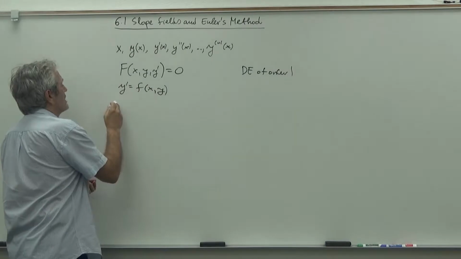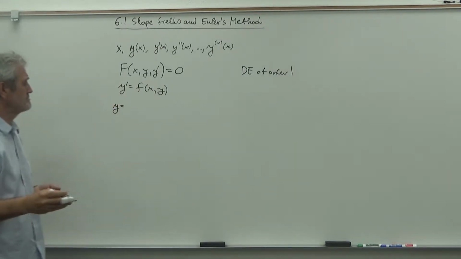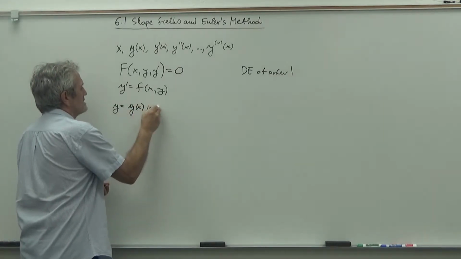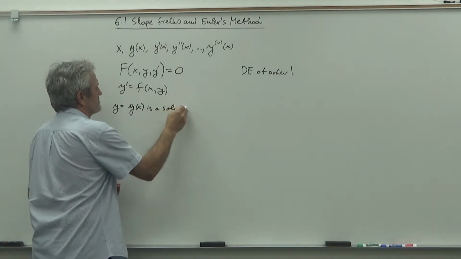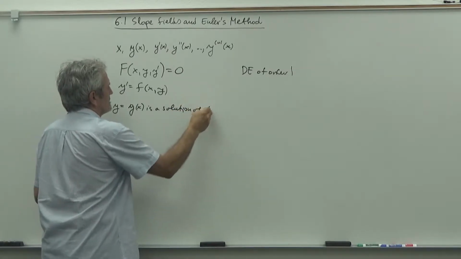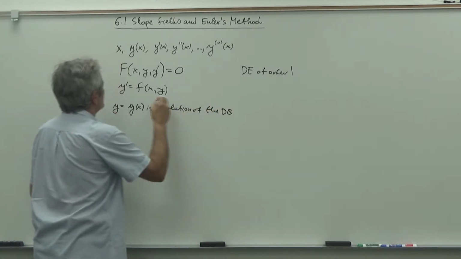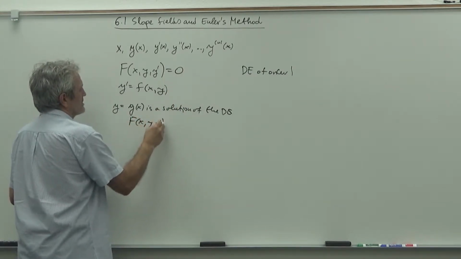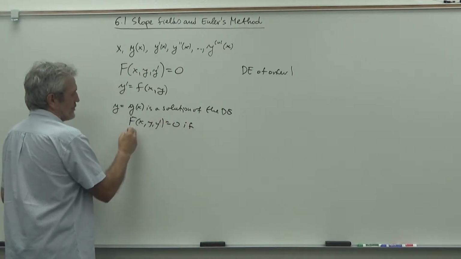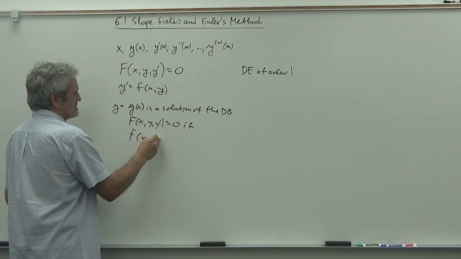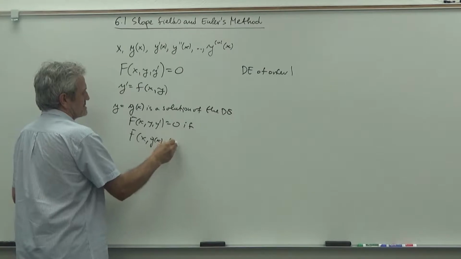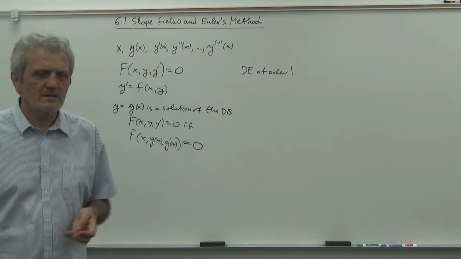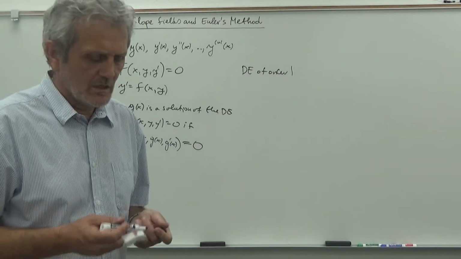So y equals, let me call it g of x, is a solution of the DE f of x, y, y prime equals 0 if, when we plug it in, it's correct: f of x, g of x, g prime of x really equals 0. Okay, so that's what we call a solution.